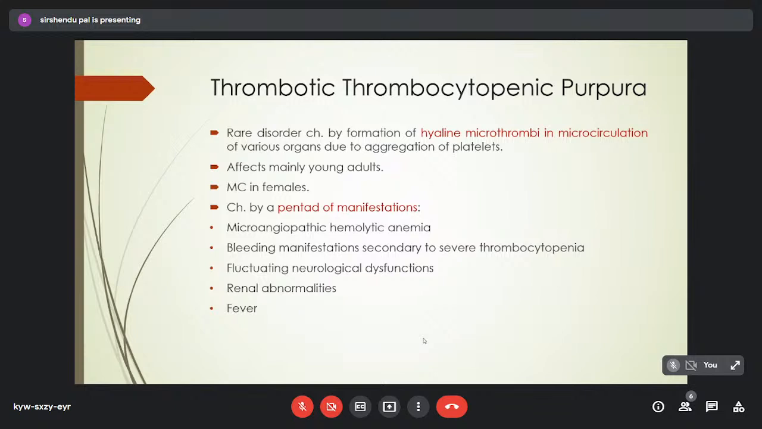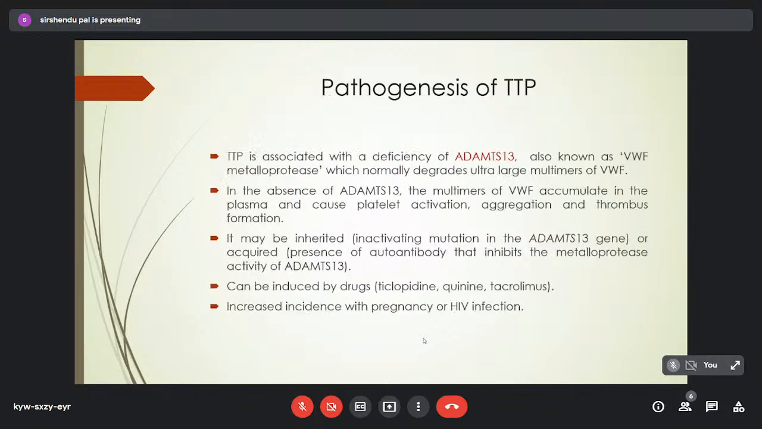It is characterized by a pentad of manifestations in the form of microangiopathic hemolytic anemia, bleeding manifestations secondary to severe thrombocytopenia, fluctuating neurological dysfunctions, renal abnormalities, and fever. But all these five manifestations may not be present in all the patients. But the first two, that is microangiopathic hemolytic anemia and bleeding manifestations secondary to severe thrombocytopenia, are the important manifestations which should be present in a case of TTP. Coming to the pathogenesis, TTP is associated with a deficiency of ADAMTS13, which is known as the von Willebrand factor metalloprotease, which normally degrades the ultra-large multimers of von Willebrand factor.